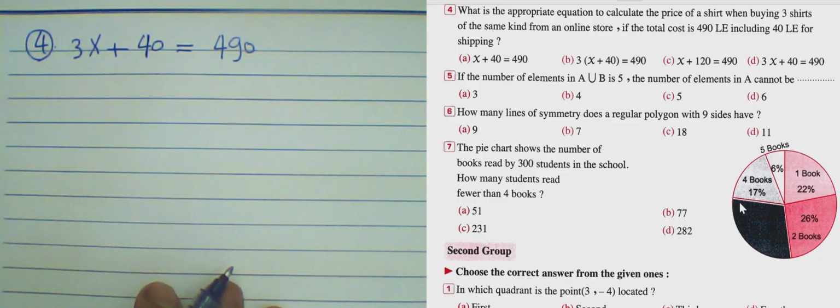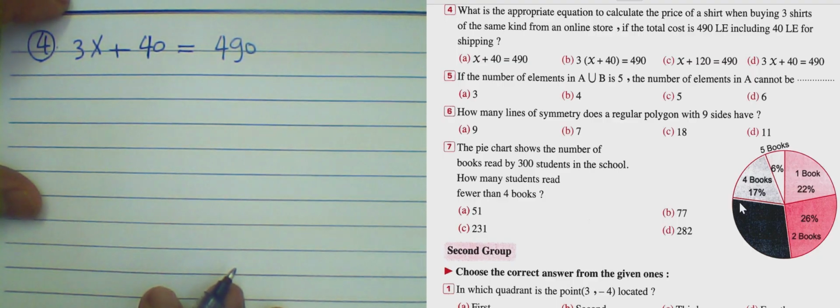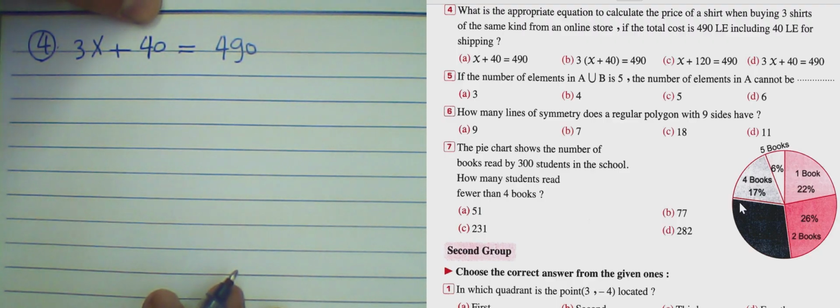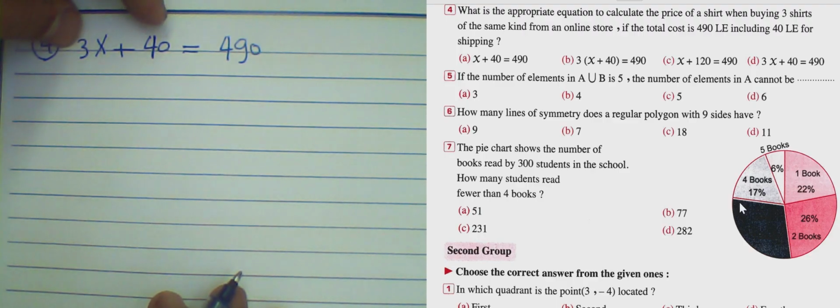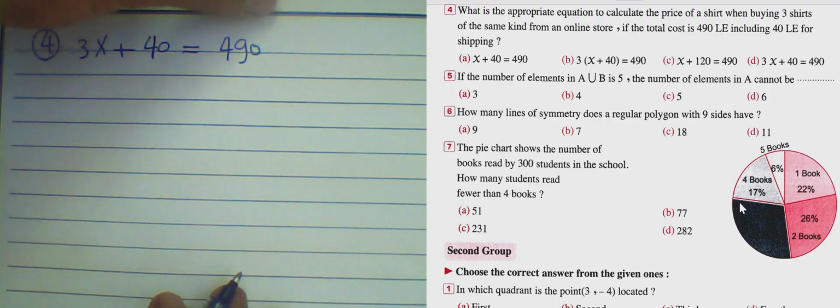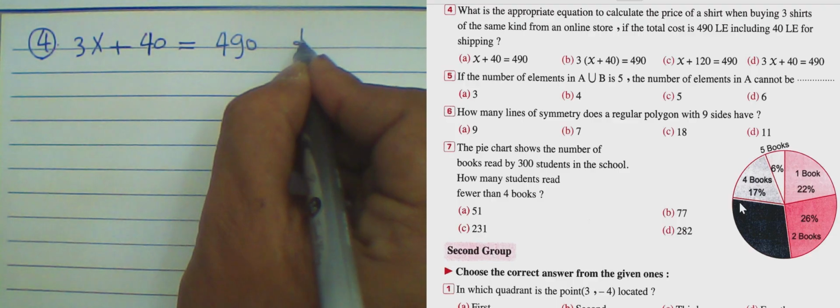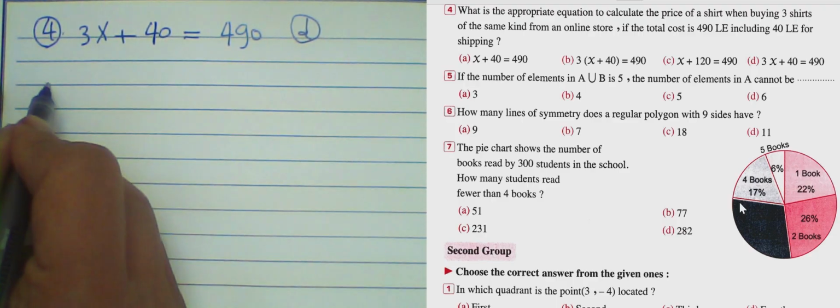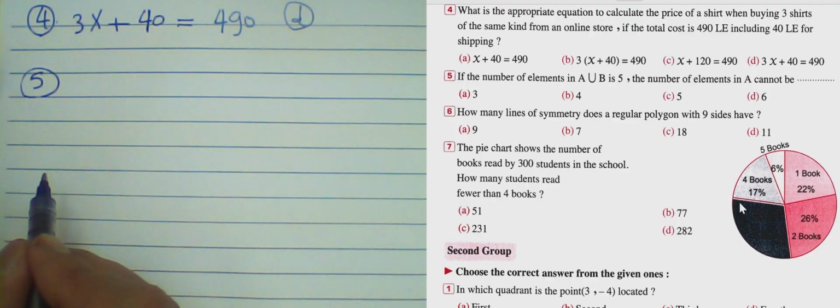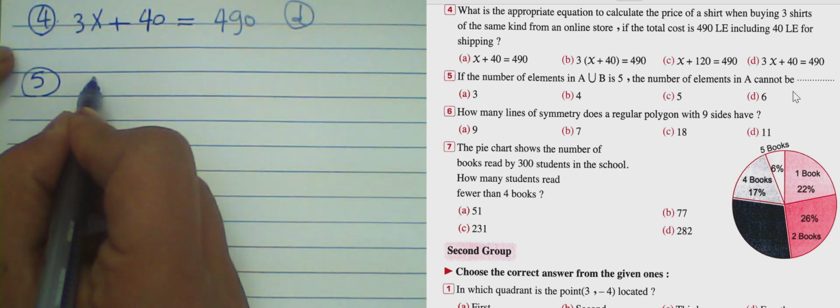The price of all shirts is 3x, plus 40 equals 490, the total money. 3x equals 3 times x, the price of all shirts. And 40 here is for what? 40 Egyptian pounds is for the shipping. Then the total will be 490. Choose letter D.